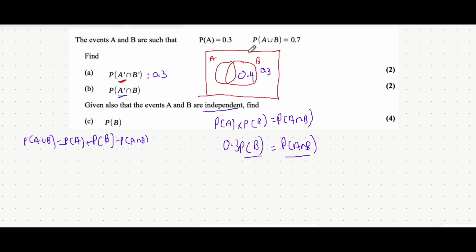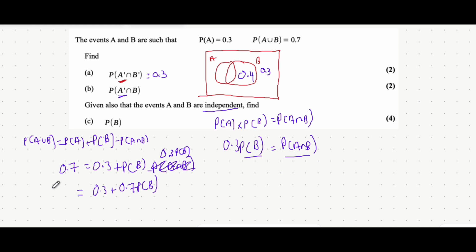Let's now substitute values into this equation. So A union B would be 0.7. The probability of A is 0.3. The probability of B is something we don't yet know. And A intersect B is, again, something we don't yet know. What we can do now is replace probability of A intersect B with 0.3 probability of B. So let's just put that directly into this formula. Now, probability of B, take away 0.3 probability of B is 0.7 times the probability of B. And you'll see now that 0.3 plus this is equal to 0.7. But yeah, we can now have an expression that we can solve for the probability of B.